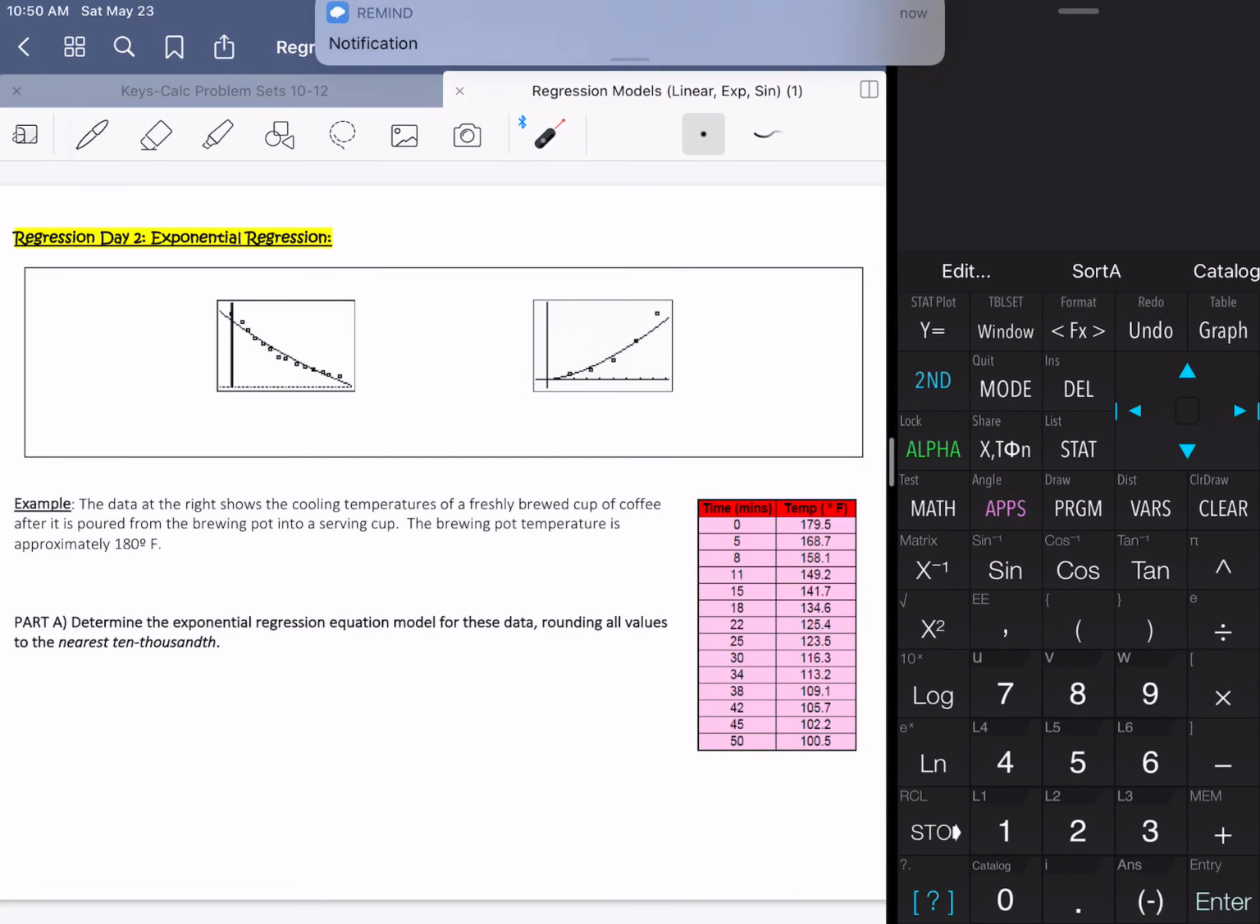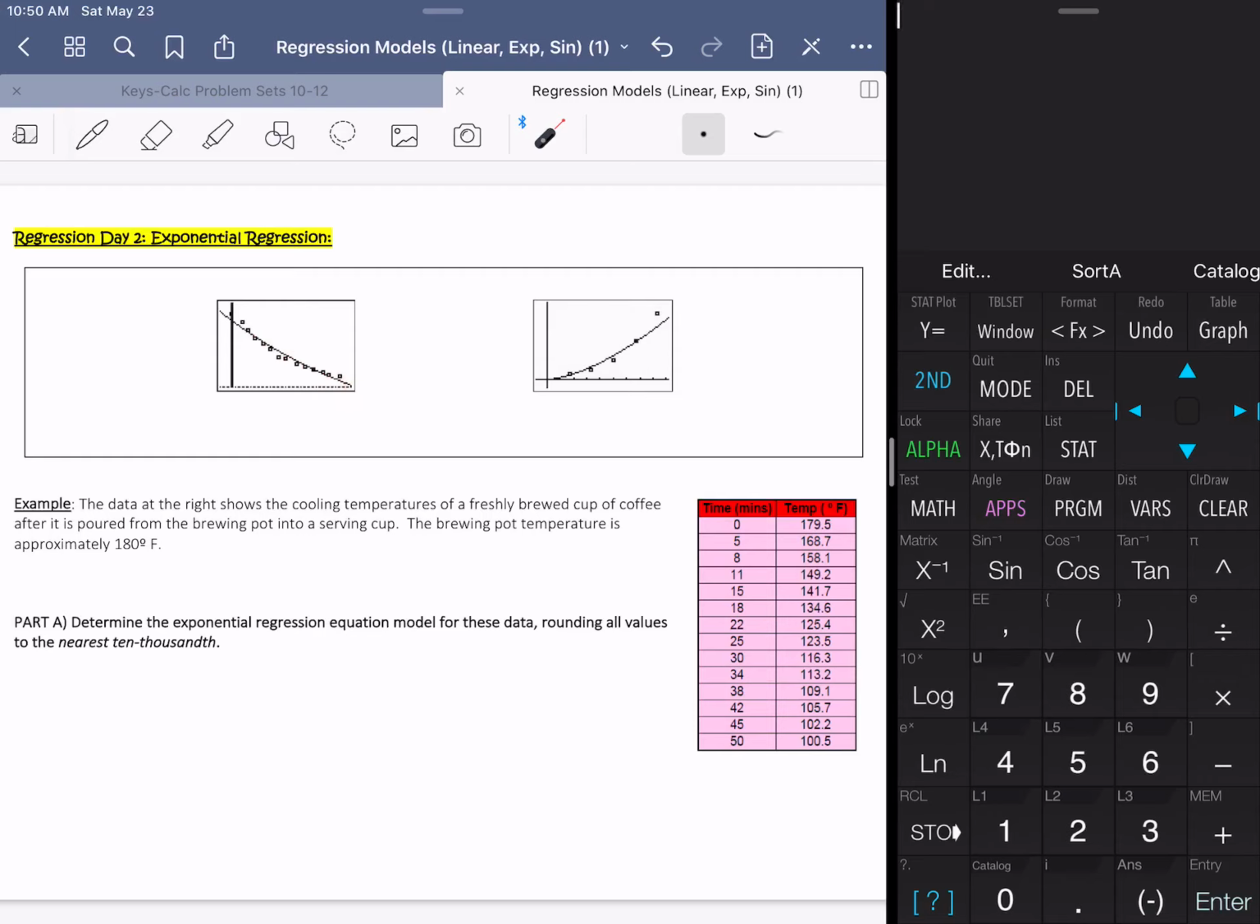Hi everyone, in today's lesson we're going to talk about exponential regression day 2. So the first thing that I want to talk about is what does an exponential graph look like? You should recognize this from earlier on in the year. This is an exponential growth and this one's an exponential decay.